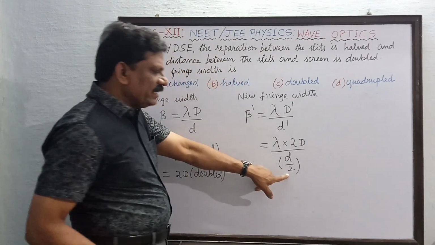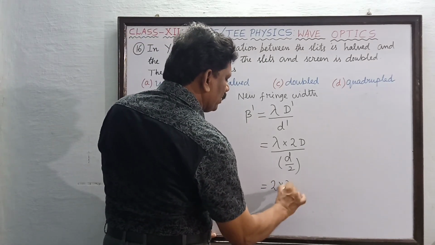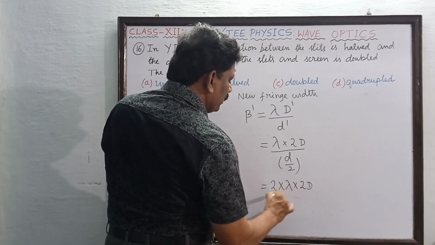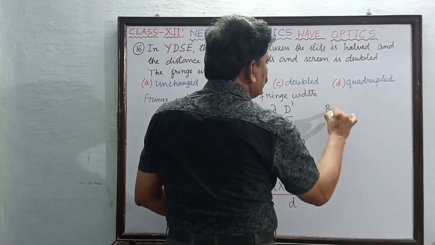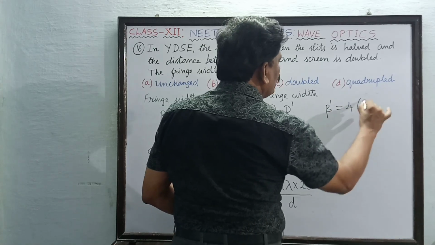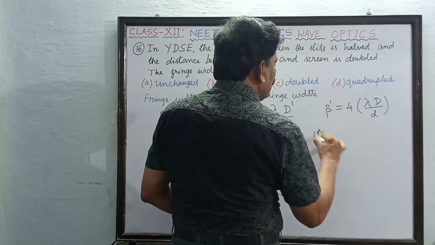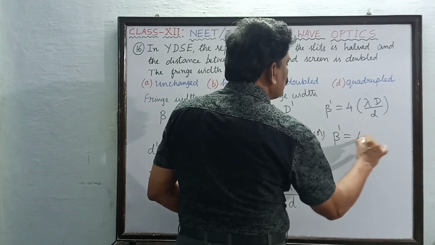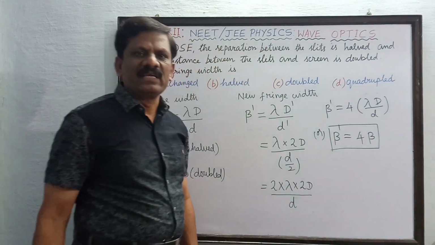So this denominator 2 will come to the numerator. So this is equal to 2 into lambda into 2D divided by small d. So beta dash is now equal to 4 into lambda D by small d, or beta dash is equal to 4 times beta. So this is the answer we are getting.